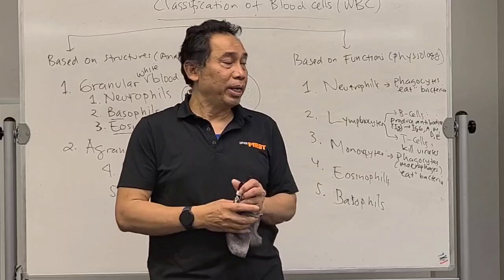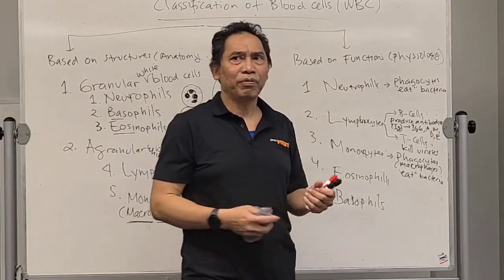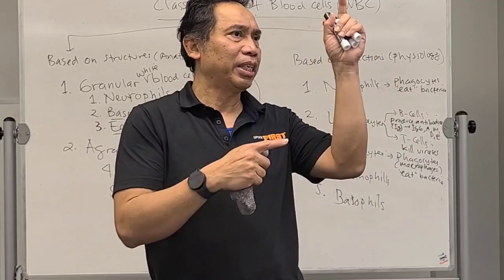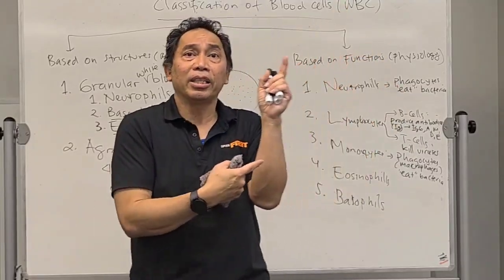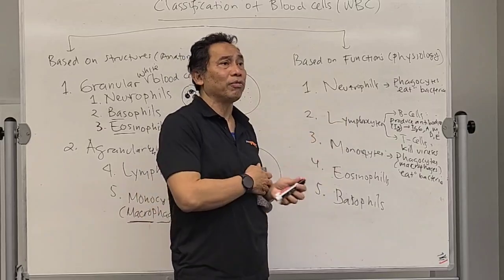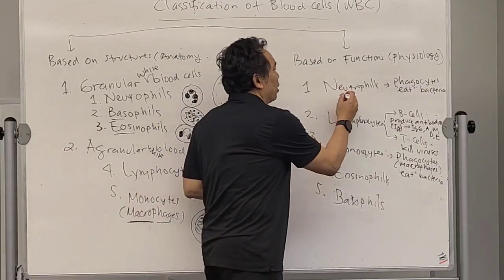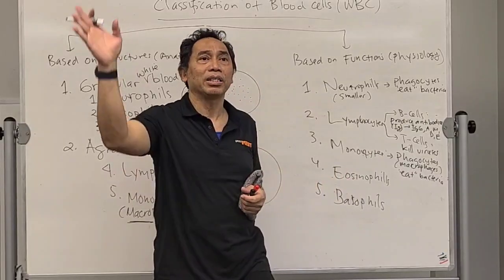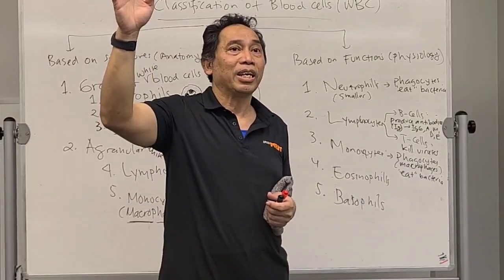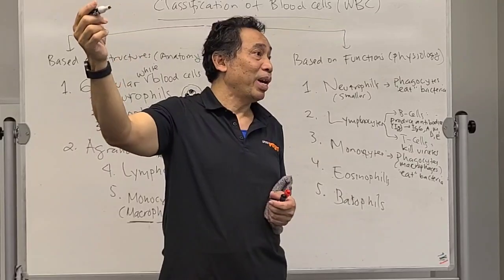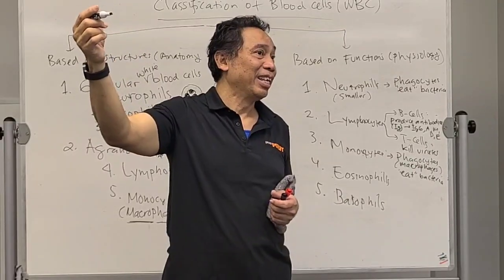The difference with neutrophil: when you have the first infection, let's say you have a cut in your skin and bacteria enter into the cut, the one that comes there first is going to be neutrophil. Why? Because they are smaller. They can run faster to the infectious area. So they are the first worker that will eat bacteria, fight the bacteria.